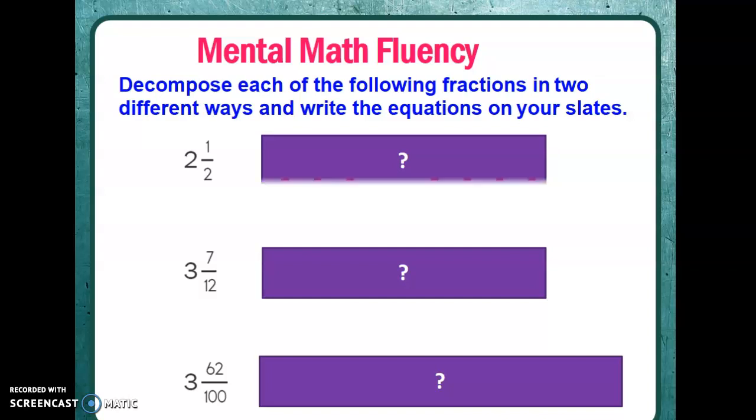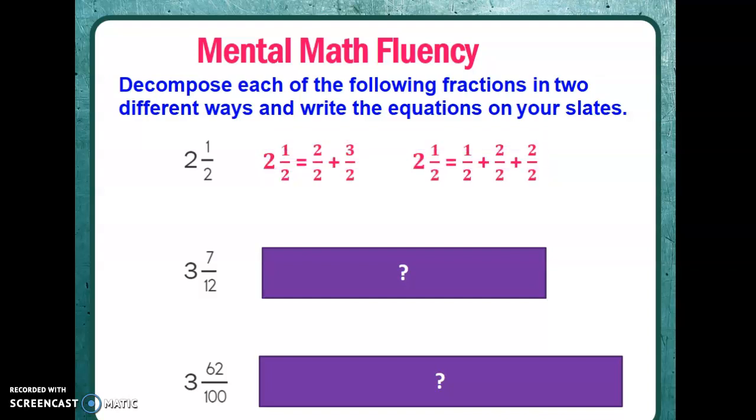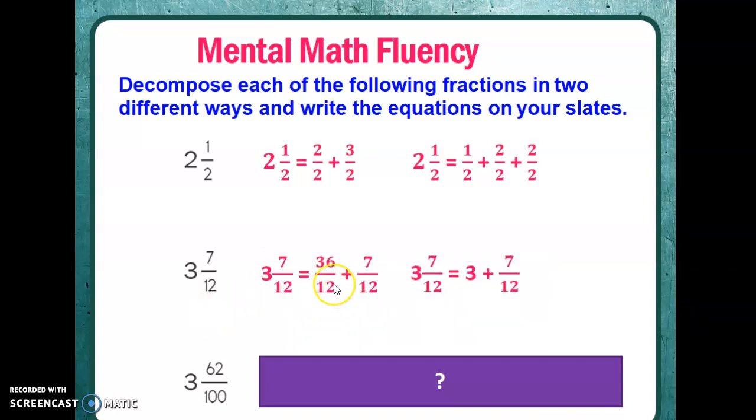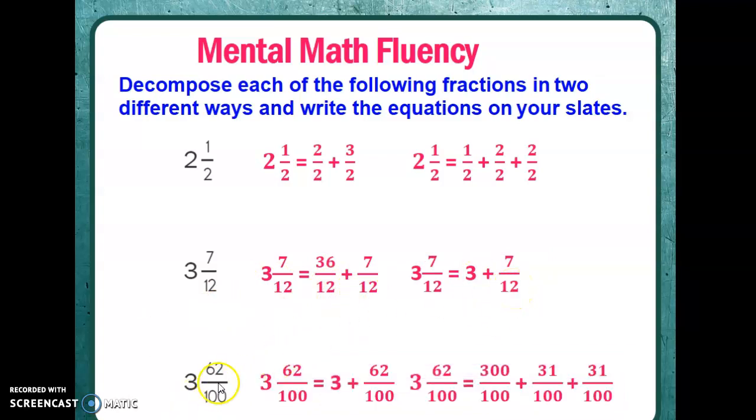2 1/2 can be decomposed by adding 2 halves plus 3 halves, or 1/2 plus 2 halves plus 2 halves. 3 7/12 can be decomposed by adding 36/12 plus 7/12, or 3 plus 7/12. And 3 62/100 can be broken up into 3 plus 62/100, or 300 100ths plus 31 100ths plus 31 100ths.